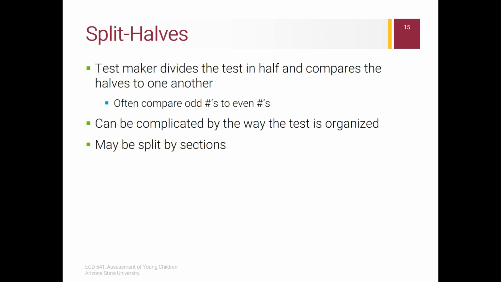The odd-even split halves procedure is inappropriate when groups of items are linked together, such as when a cluster of items requires an answer based on the same reading selection, or the same data table, figure, or graph, etc., or when items are grouped in homogeneous clusters in a matching exercise. In these cases, you might want to consider splitting the test by sections.